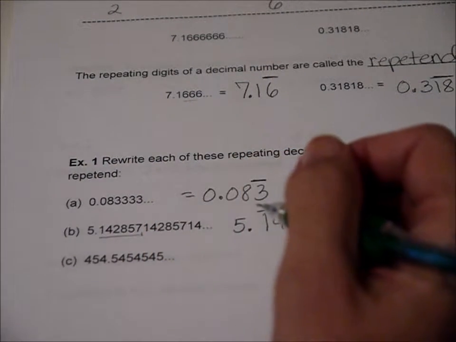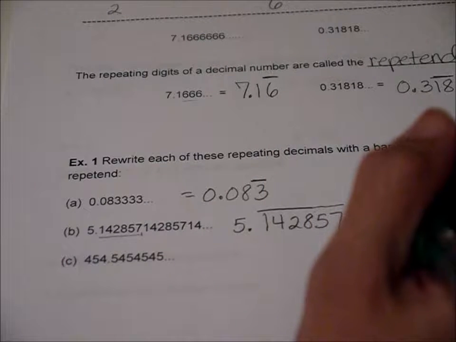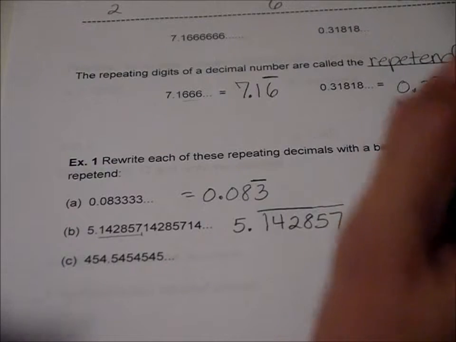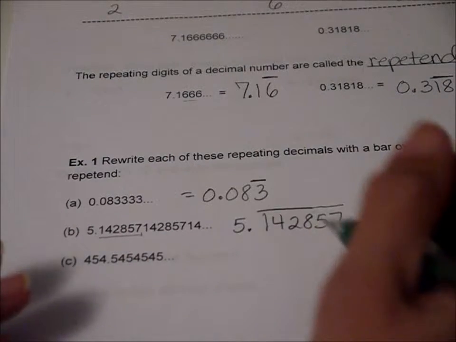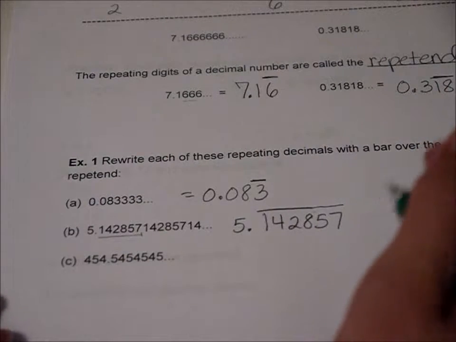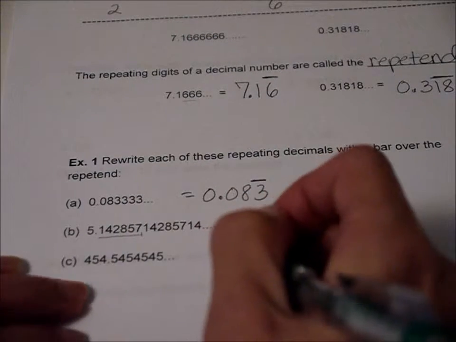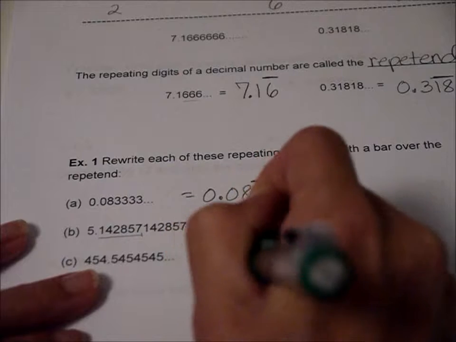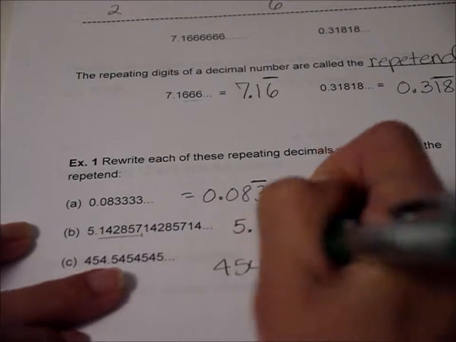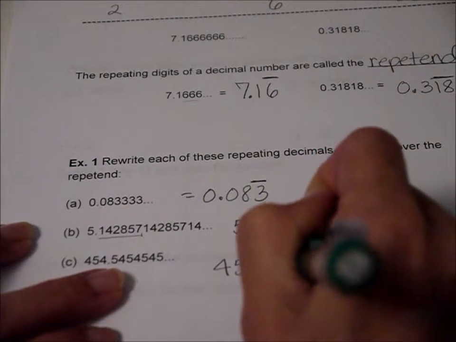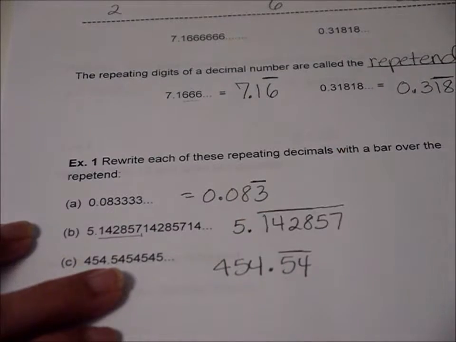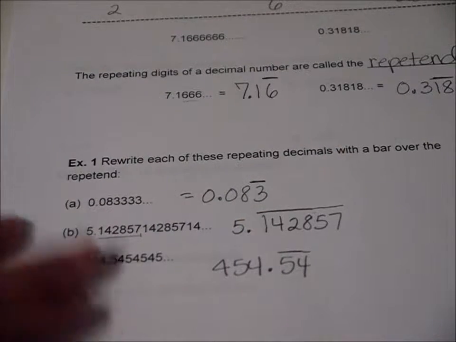oh, and to tell you too, the bar always happens on the decimal side of things. The repetend is always to the right of the decimal point. So we don't write a bar over a whole number before the decimal point. So we would write 0.54 and put the bar over the 54.